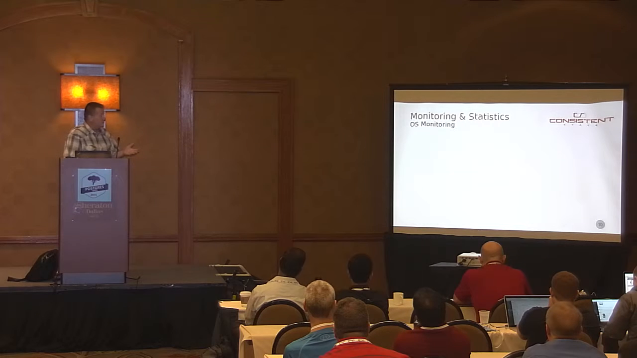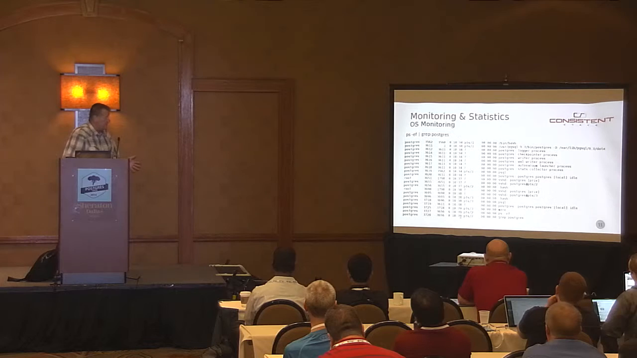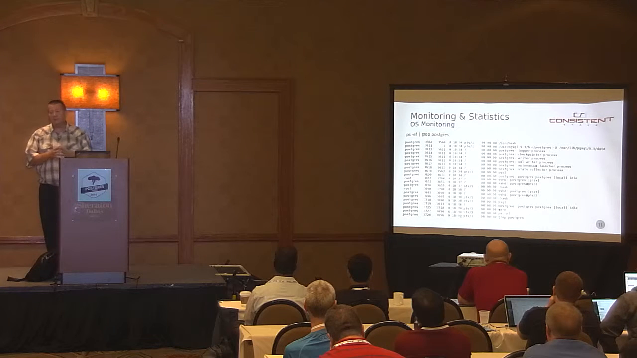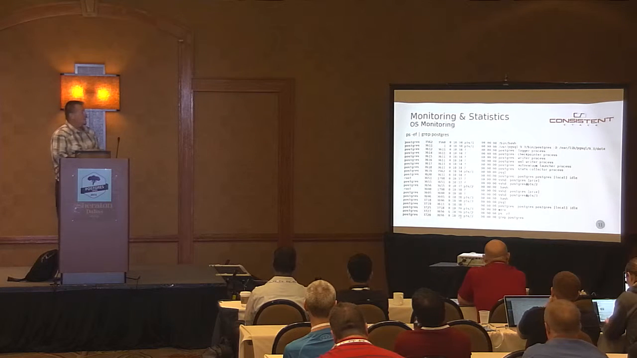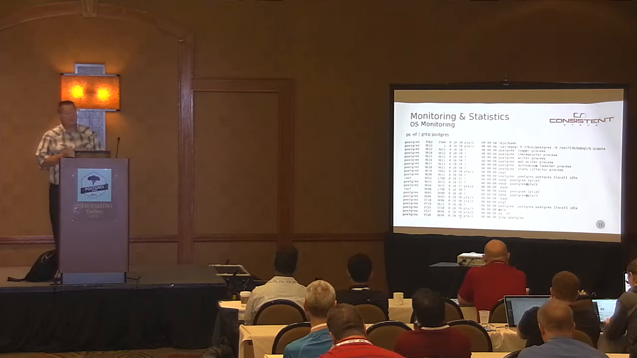Also, as a Postgres DBA, you're going to want to be doing some OS monitoring. Our primary tools are ps, top, iostat, and netstat. ps, of course, will give us a listing of the current running processes. Here's an example that shows us all the processes that are running on the current database server.